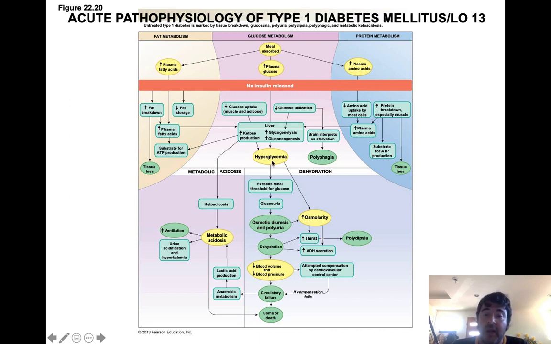Now, if you're hyperglycemic, one of the things that glucose will do is it will suck water into the renal tubule. And as it sucks water into the renal tubule, it causes something called osmotic diuresis. Because water follows solute, water is going to follow that glucose out of the body, and you're going to start urinating more. So you're going to start urinating and urinating and urinating, right? If you're urinating all your blood volume out, your blood volume is going to drop and your blood pressure is going to drop. And when blood pressure drops, that can lead to circulatory failure, right?